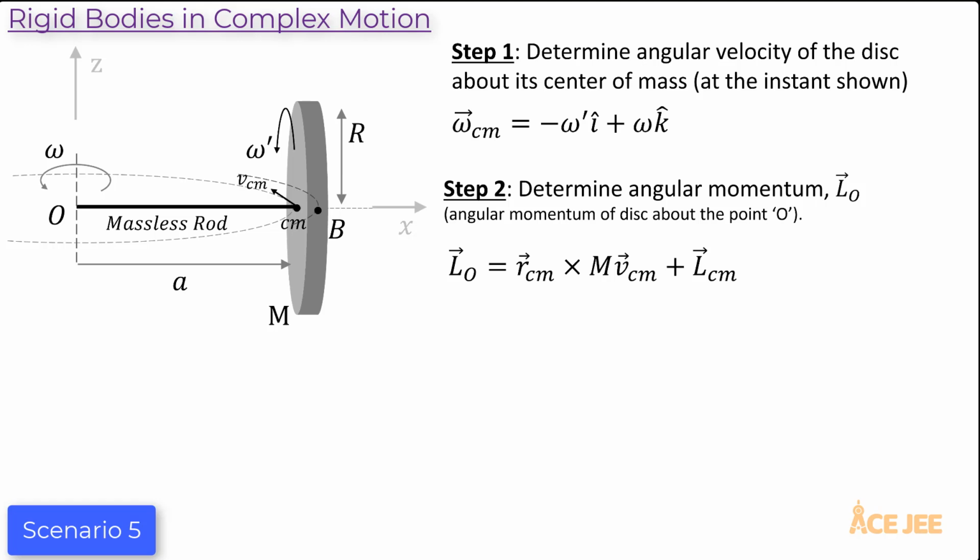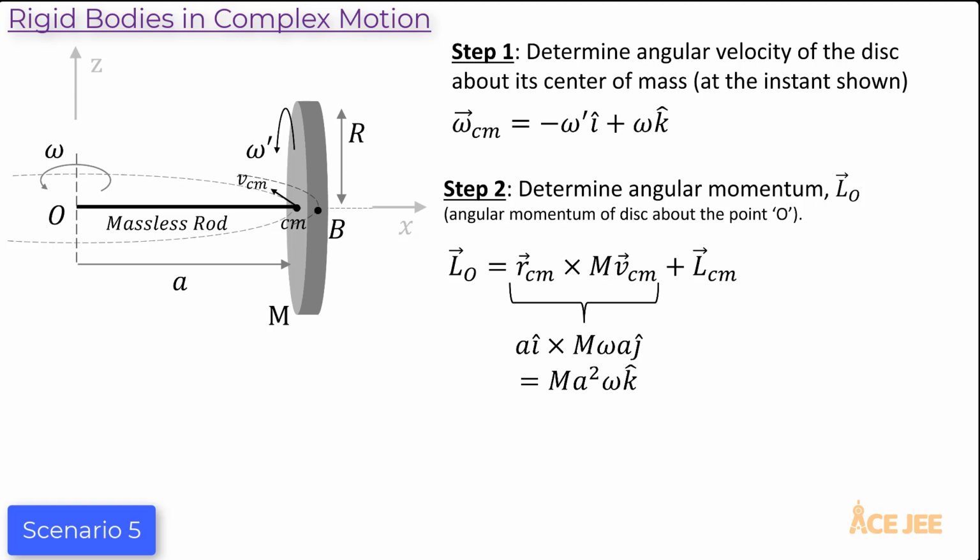And we are interested in finding the angular momentum of this system about point O. Well, we will use the relation: the angular momentum about O of the disk equals R_CM cross m V_CM plus the angular momentum of the disk about its center of mass, where R_CM is A i cap and V_CM is omega A j cap at the given instant.